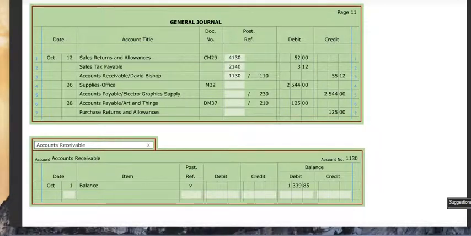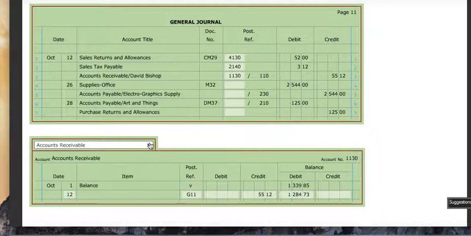So as I was saying, we have our account number 1130 up here for accounts receivable. We need to take the 55.12 credit, post it down here. 55.12. Oh, make sure you put a point in there, because if not, it's not going to recognize it. The date was the 12th. We're doing General Journal, page 11. So we have a debit and a credit. So 1339.85 minus 55.12 gives me 1284.73.